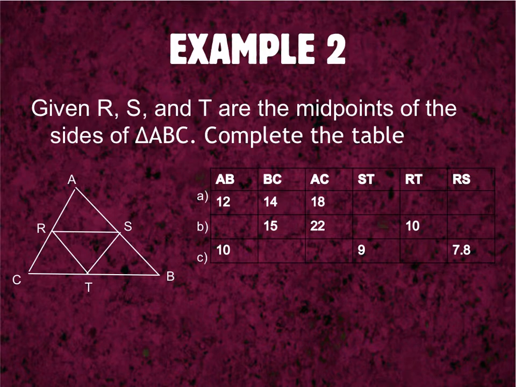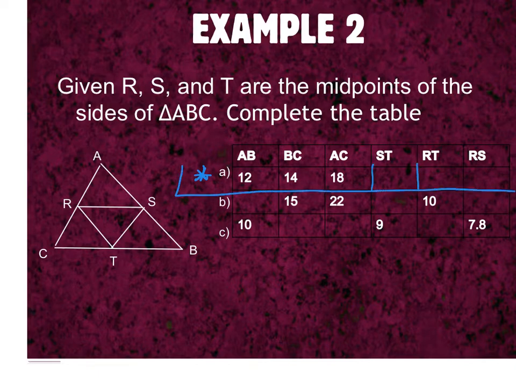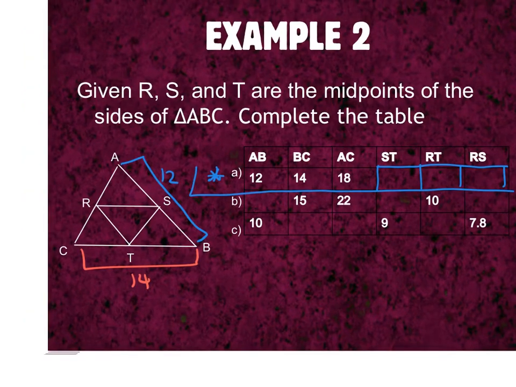Now, I know this is a little bit hard to read at first, but what we're going to do here is do this in rows. So the first row I'm going to take care of is this one, and we want to find the missing measurements. For this one, they're giving me the outside lengths. They gave me the length of AB, and that length is 12. They gave me the length of BC, and that one's 14. And then they also gave me the length of AC, and it's 18. So I'm working across row A.